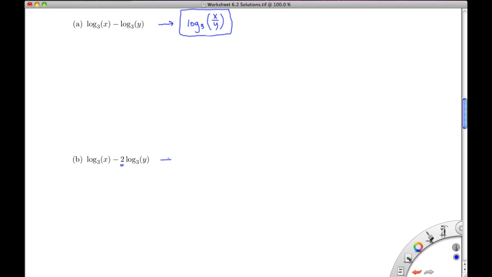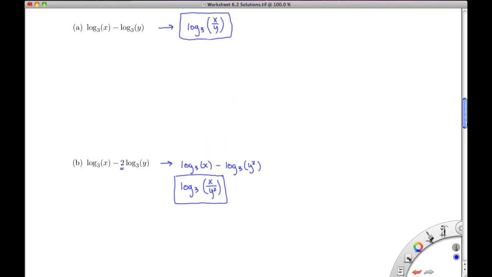So we're going to take care of that coefficient first. And we're going to rewrite this as the log base 3 of x minus the log base 3 of y, and we put that up as an exponent, squared. Now, like in part A, we can write this as the log of a quotient of these arguments. So we've got the log base 3 of x divided by y squared. And that would be as far as we really need to take this one.